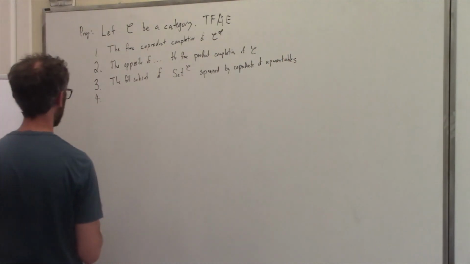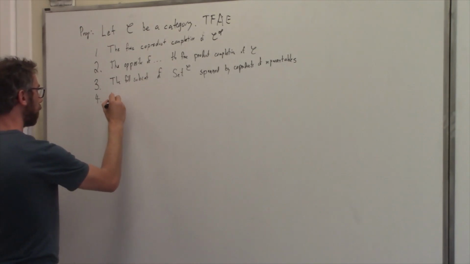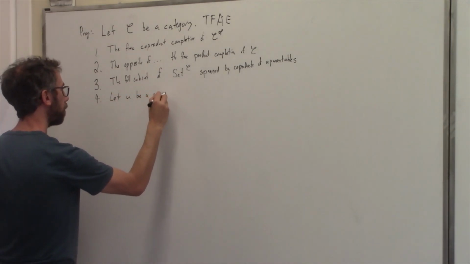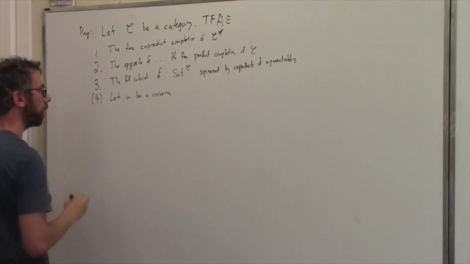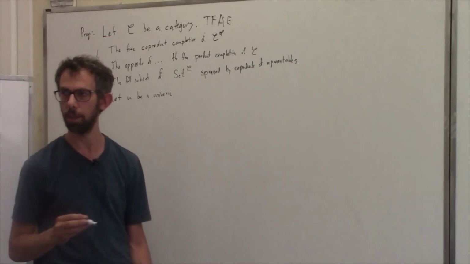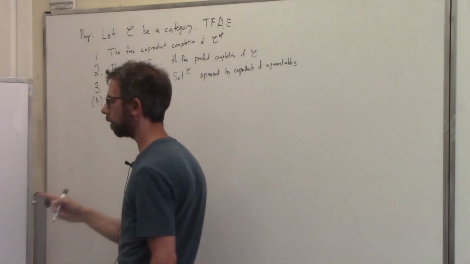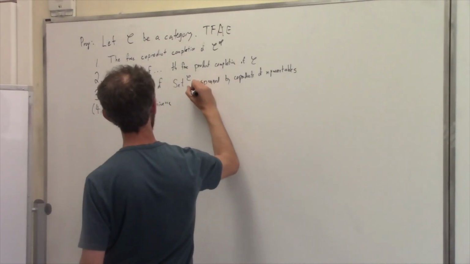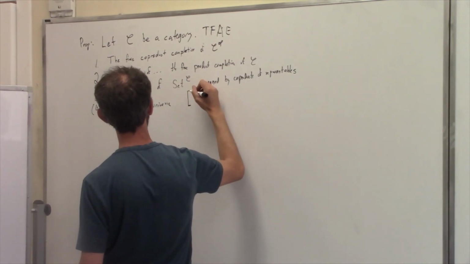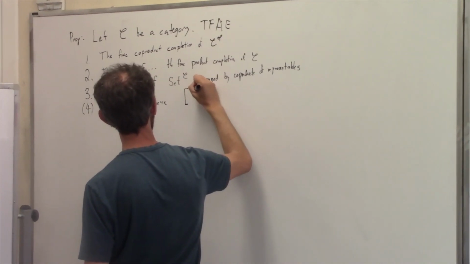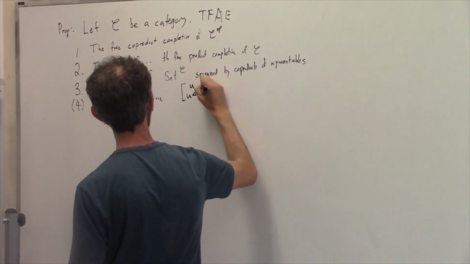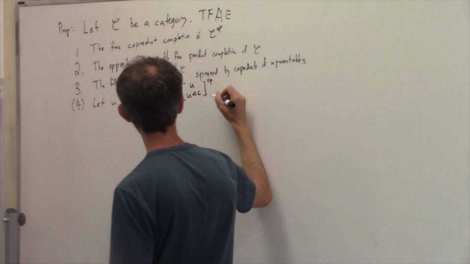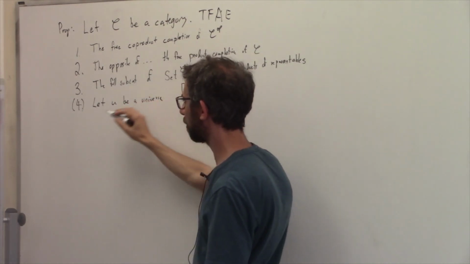4, let U be a universe. So I'm not expecting you to understand this one, so I'm just kind of putting it in quotes. I'll come back to it later. Let U be a universe in the sense of Steve's notion of natural model. Then, if C is a category, then if we take U composed C op, it is a comonoid, and it'll be a category. So just forget this one.